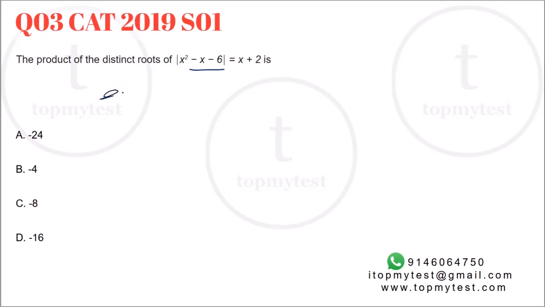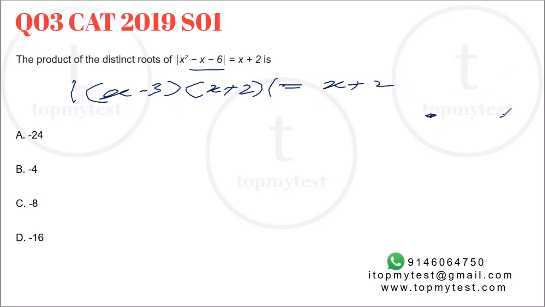I can factorize it as x minus 3 into x plus 2. Modulus should be equal to x plus 2. If you were to plot this, the main points will be minus 2 and 3. Between minus 2 and 3, the expression will return a negative number. Beyond this, the curve will open like this.